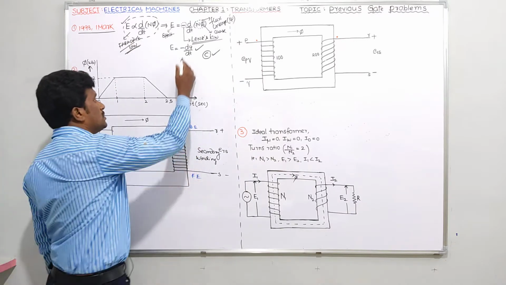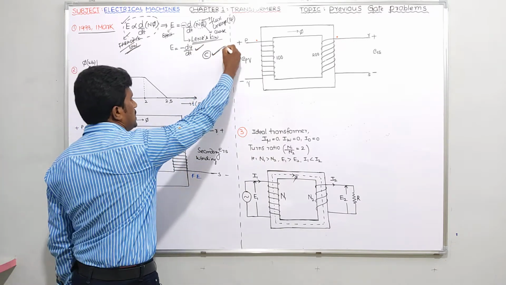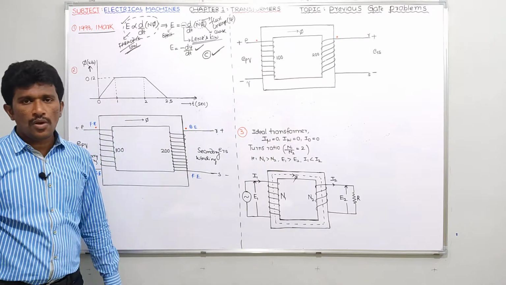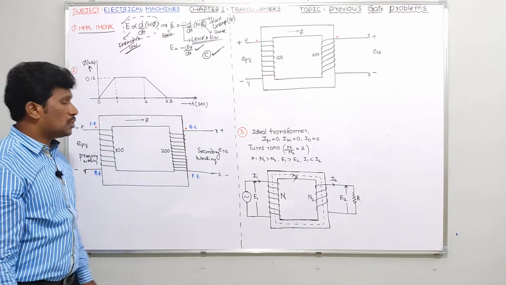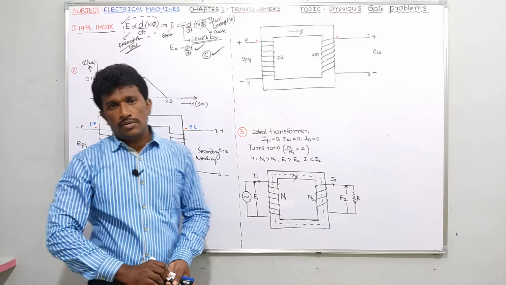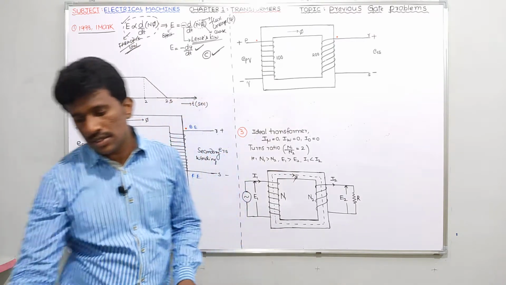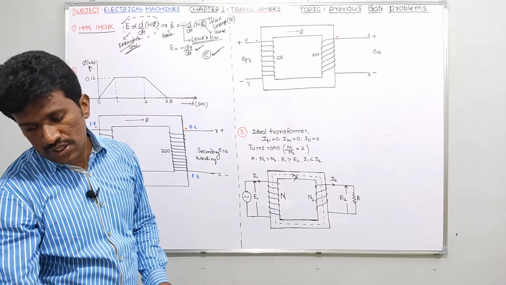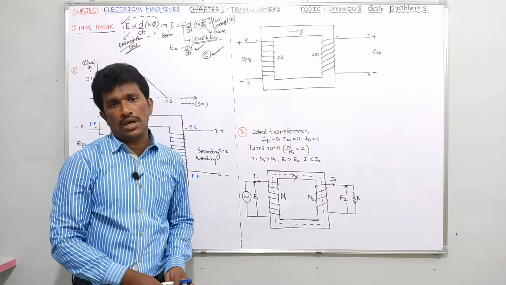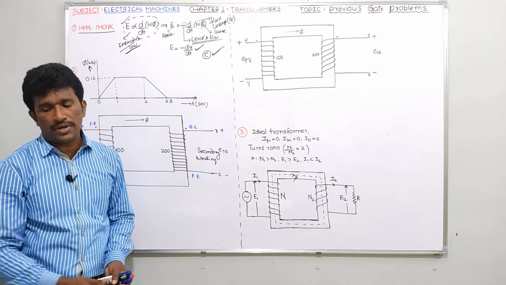Okay, so ultimately E equals minus dψ/dt. Option C is the right answer. Now let me study question number 2 in your Transformers previous GATE questions PDF file. Please everybody try to see question number 2 in your Xerox or printout, whatever.